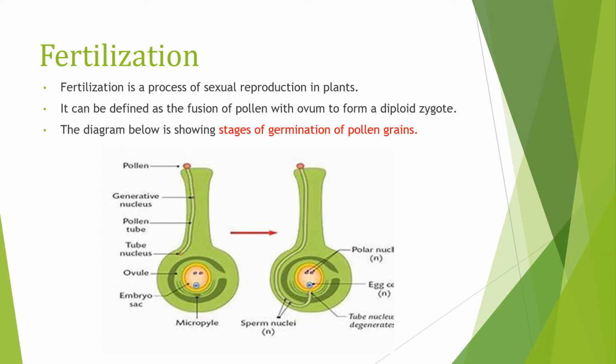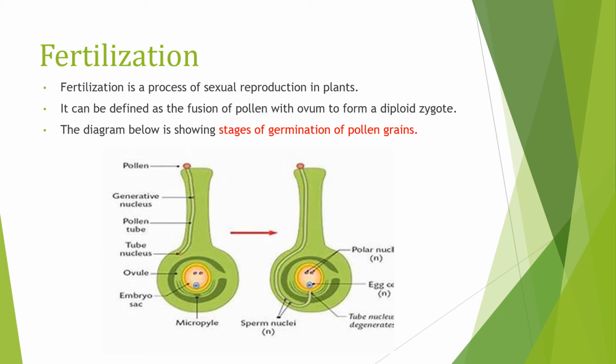Now germination takes place. The pollen tube grows and enters into the ovule through the micropyle. In the figure you can see that the pollen tube is growing and then it is entering through the micropyle. The pollen tube enters into the cavity of the ovary and then the ovule, and finally it penetrates into the walls of the embryo sac.